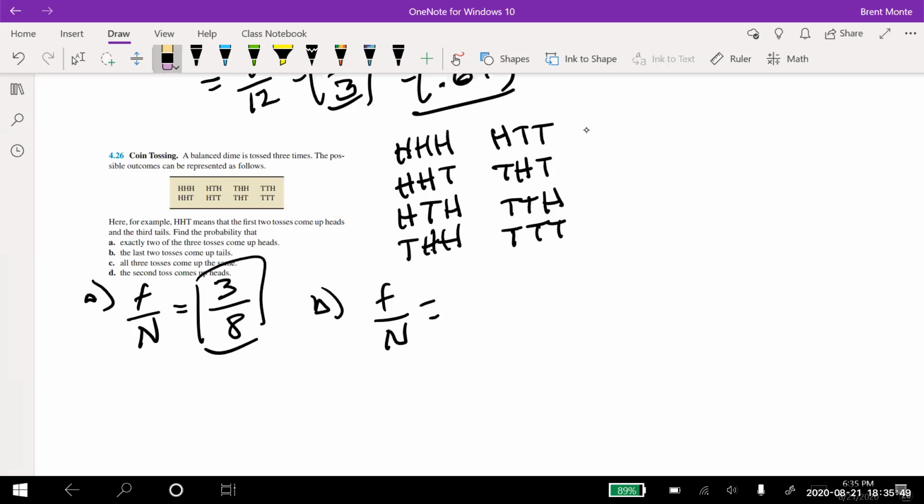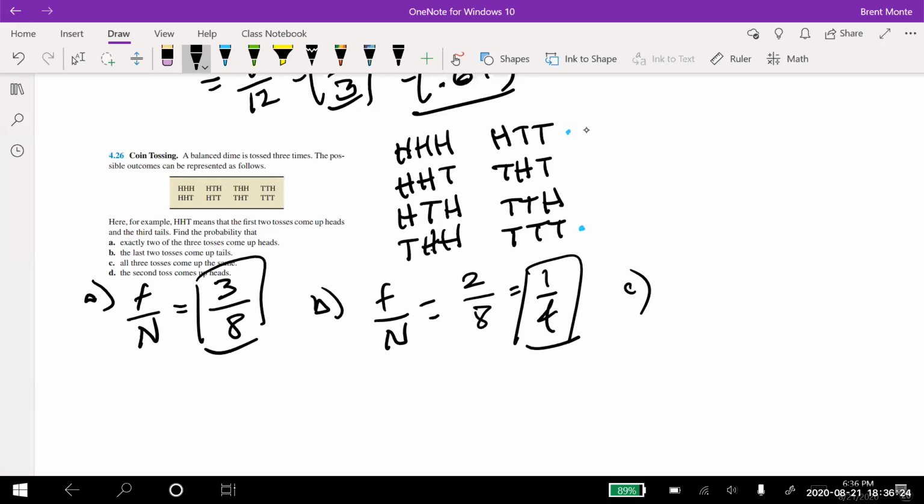Let me erase these blue dots. We'll do some new blue dots. The last 2 tosses come up tails. So it's not the first one, second one, third. Oh, this one, the last 2 tosses are tails, and this one. Those are the only 2 that have the last 2 tosses tails. So this time, what is it? Well, it's 2 of the 8. Again, that's not reduced, so make sure you do reduce that. And again, you can say 0.25 if you want to. Any of these you can reduce to decimals.